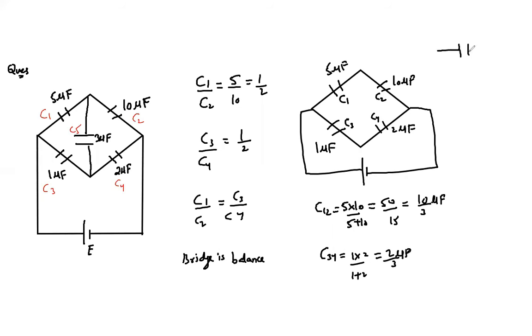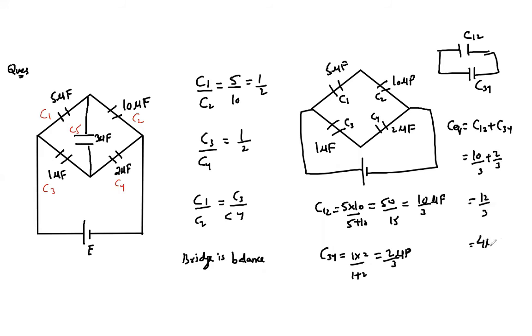And this combination, C12 and C34, they are connected in parallel. C12, C34 are in parallel. So you can write your C equivalent as C12 plus C34. So that's 10 by 3 plus 2 by 3, 12 by 3, which is 4 microfarad. You can apply the same concepts to resistors also.